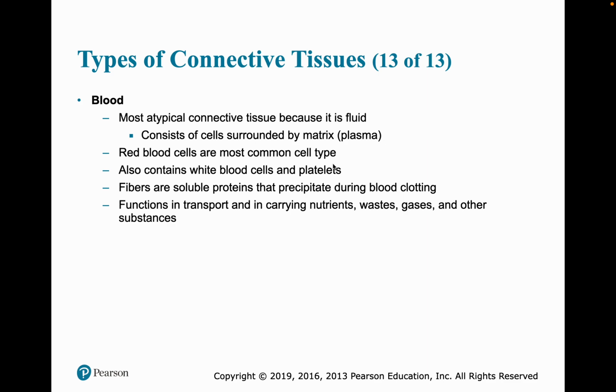Red blood cells are the most common type of cell found in the blood, although I would argue red blood cells are not really cells, they're cell fragments. They do not have a nucleus. The fibers are soluble proteins that will precipitate, come out of solution during the process of blood clotting. Blood is important for transporting and carrying nutrients, waste, gases, and other substances into and out of the body.